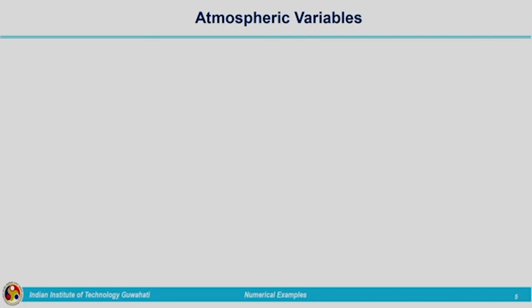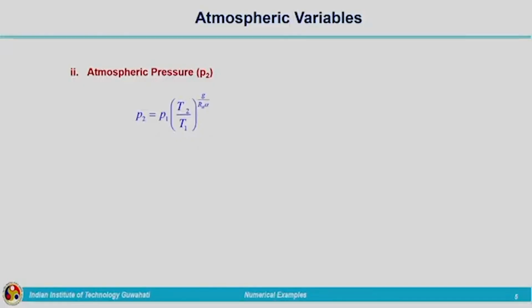Now, let us move on to the second variable, that is atmospheric pressure. We have seen how the atmospheric pressure varies as the altitude increases. One particular nonlinear relationship we have seen with P2 and P1. That relationship we will make use of here for calculating the pressure at section 2, that is at an elevation of 1200 meters from the ground surface. So, the relationship is given by this nonlinear relationship.